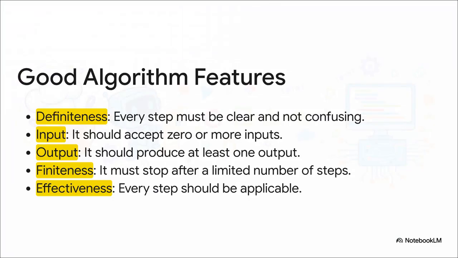So for an algorithm to be really good, it needs 5 key things. Think of it like that perfect recipe. First, it's got to be definite. Every single step has to be crystal clear, no confusing instructions. Second, it needs an input. Those are your ingredients or your data. Third, it has to produce an output. That's your finished dish, the result. Fourth, it has to be finite. It can't be a recipe that just goes on forever. And finally, it has to be effective. Every step has to be something that's actually possible to do.